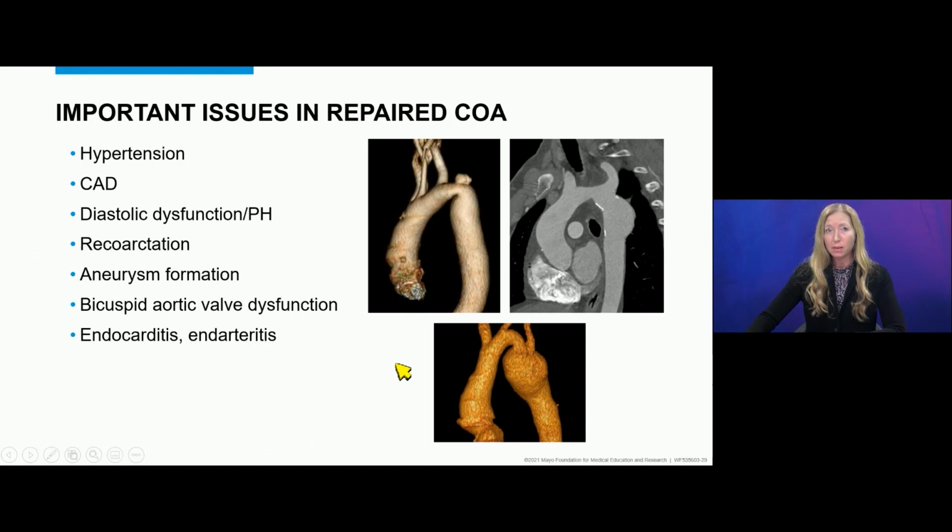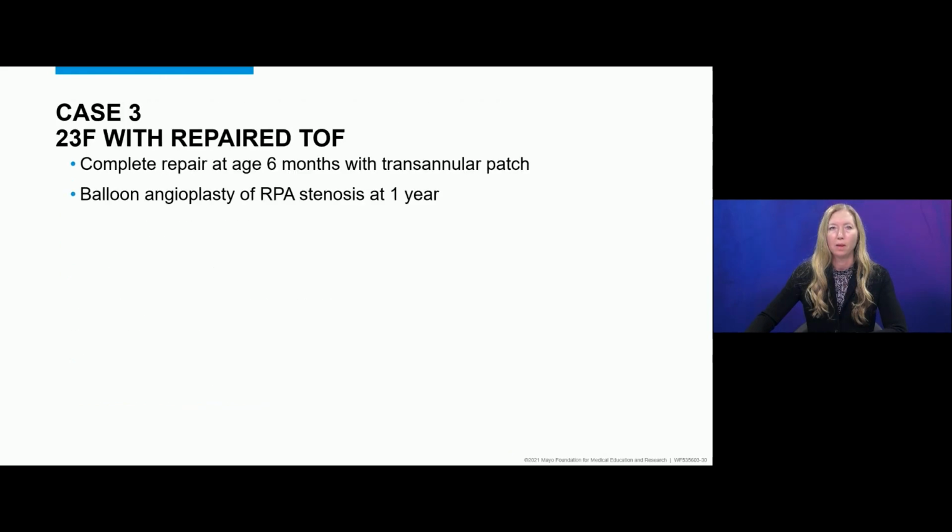I told you most of these patients have bicuspid aortic valve, and so that valve can become dysfunctional. They can develop endocarditis or endarteritis. They have intracranial aneurysms at a rate 5 times the general population, so we need to screen them with MRA. And really important that all patients with coarctation repair in the past are having regular follow-up so that we're looking after all of these issues.